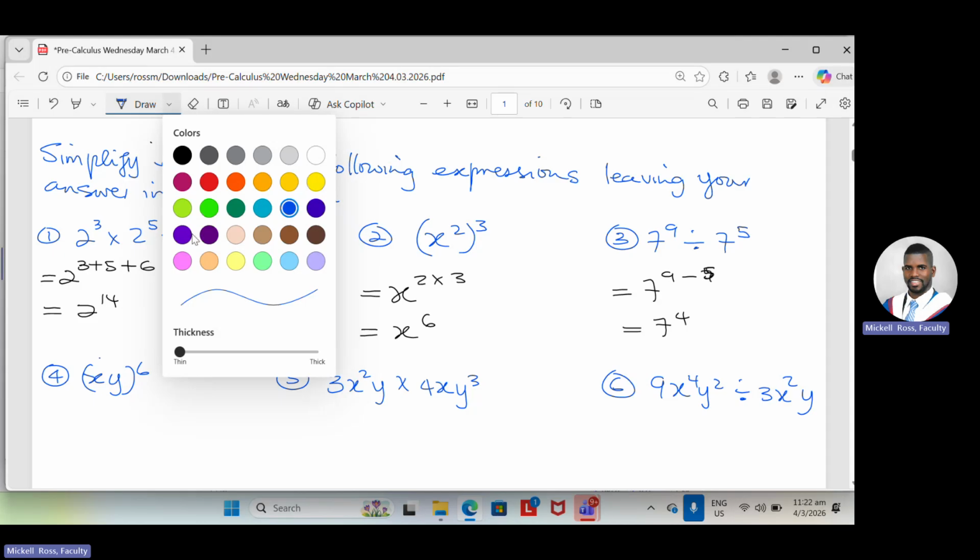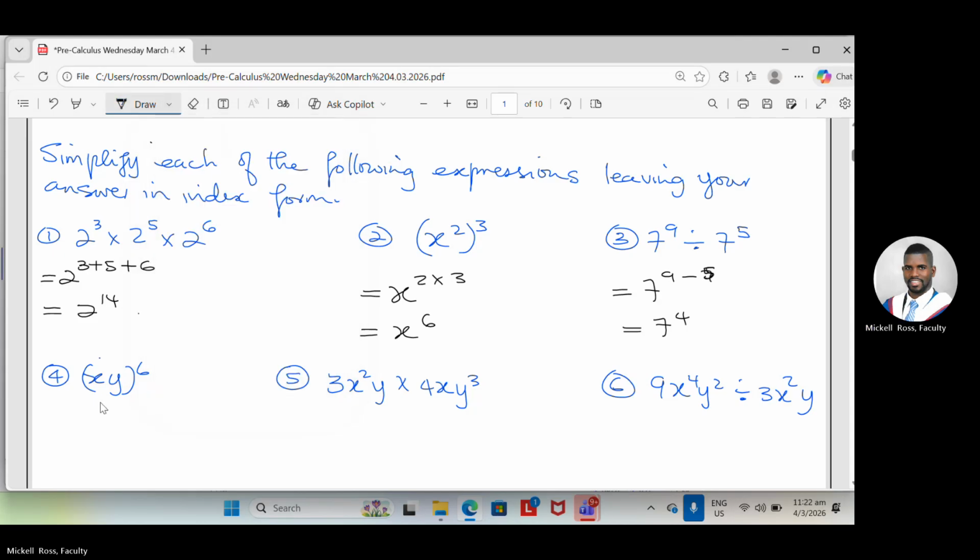All right, let's look at what we have here now. Since both things are in the bracket, both of them will be raised to the power of 6. So this is going to be x to the 6, y to the 6. And that's your final answer because we're asked to leave it in index form. So that's what it would be in index form.